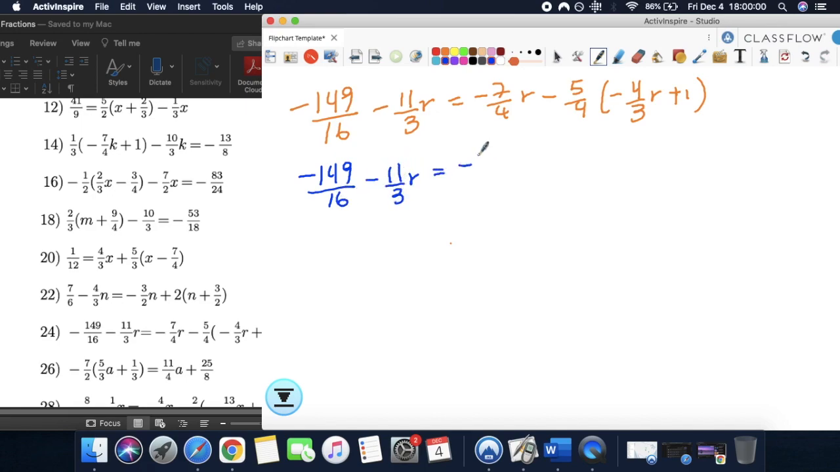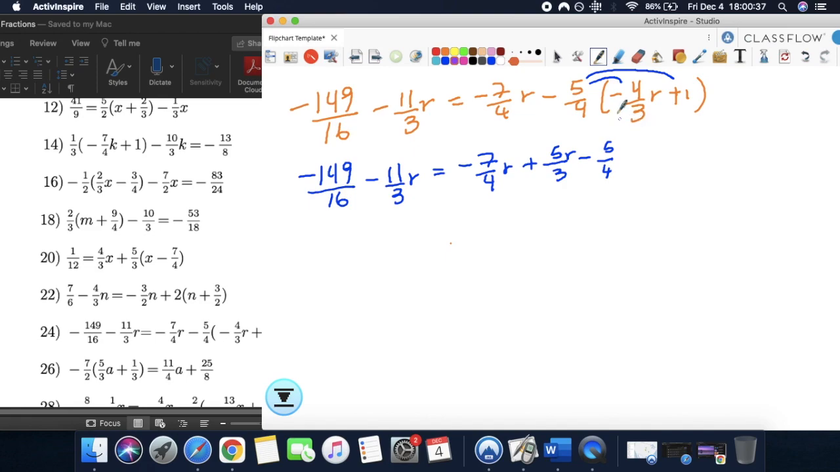Definitely take care of the distributive property over there. So negative times a negative is a positive. 5/4 times 4/3 is just 5/3, right? Because the 4s we can simplify. And then negative times a positive in the back is going to be a negative, and 5/4 times 1 is just 5/4. Oh, I forgot the r here. Very, very important. Oh, okay. So now I can multiply everything by the LCM.